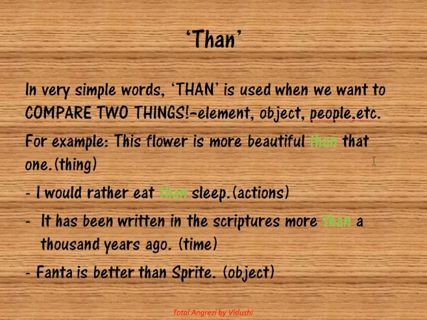It has been written in the scriptures more than 1,000 years ago. Now here we are comparing time. We are not talking about something that happened right now. We are talking about something that happened more than 1,000 years ago. So that is why this comparison also uses than. And lastly, Fanta is better than Sprite. We are comparing two objects. There are two things here, Fanta and Sprite. And I'm saying that Fanta is better than Sprite, which means I've compared the two and I have chosen which I like the most.